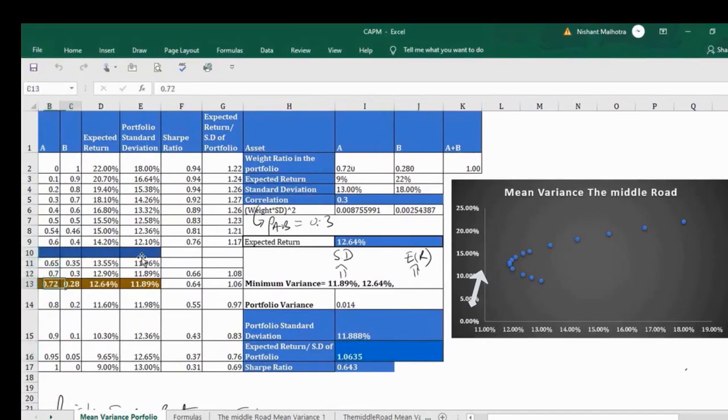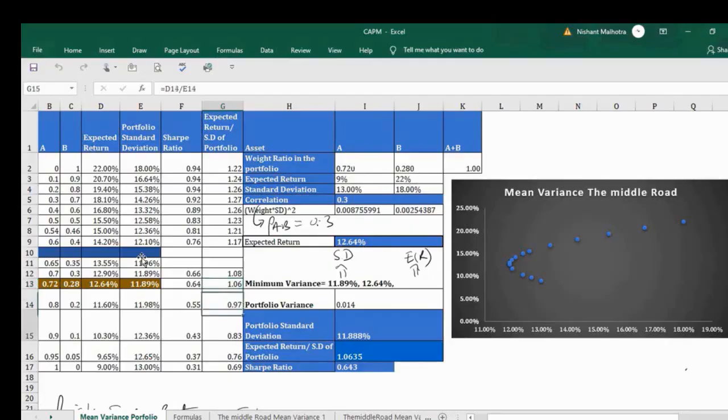At this point, we are getting a return of 12.64, but this is not the best return for the amount of risk I've taken. I can go for a higher standard deviation, but I want to know at what standard deviation I'm getting the highest return. Basically, that's why I've kept expected return by standard deviation of the portfolio.